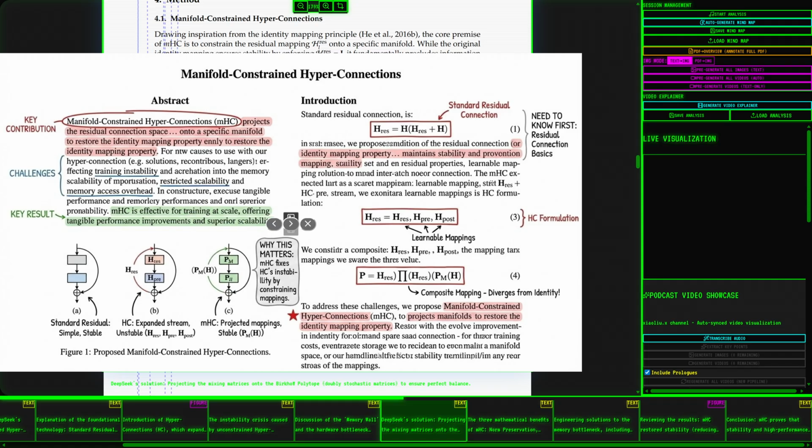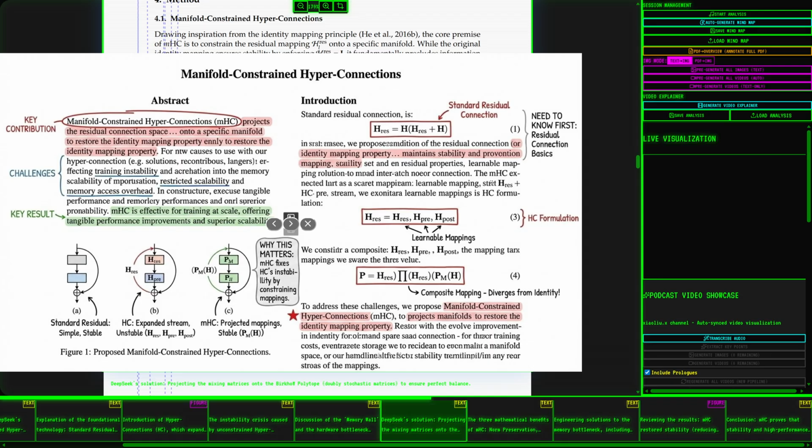It forces the whole operation to act like a physical mixing process. Think about mixing different colored paints. The total amount of paint you have at the end is the same as what you started with. You've just rearranged the proportions. I see. It's an inherently conservative process because of that perfect balance. And they use something called the Sinkhorn-Knopp algorithm to enforce this. They do. It's an iterative process that nudges the matrix until it fits those doubly stochastic rules perfectly.